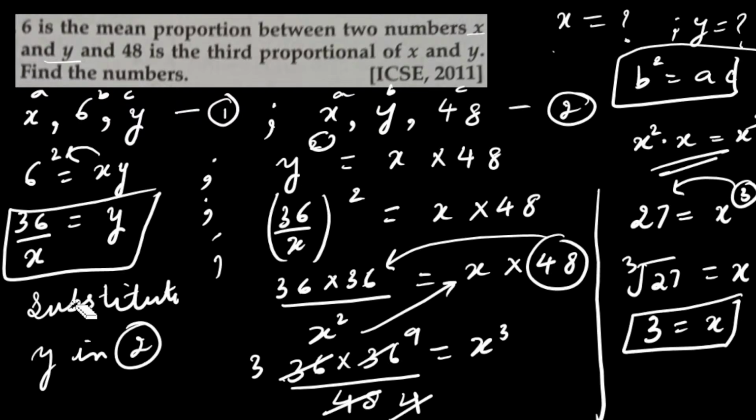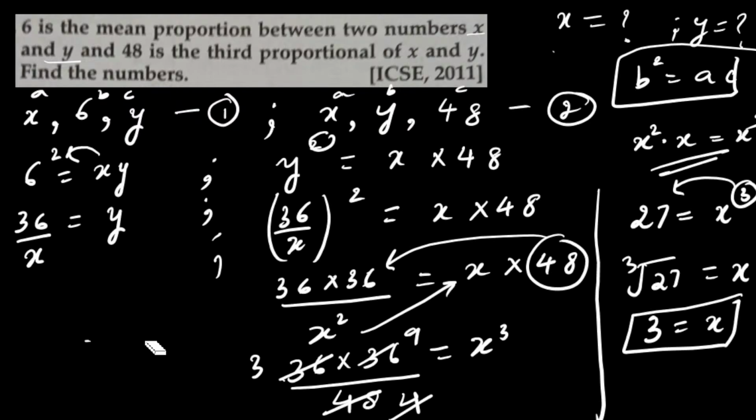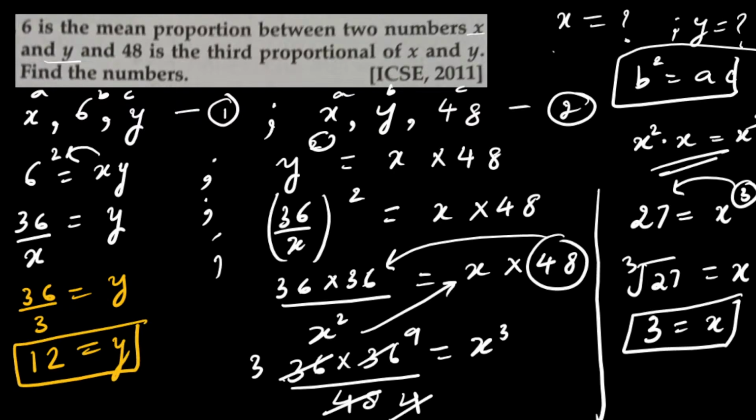If the value of x is 3, we can substitute here in the second equation and we can find the value of y also. So 36 by 3 is equals to y. If we do cancellation here, y's value we got is 12. Yes, so Jayashree has given the answer. X is equals to 3, y is equals to 12. Is it clear? Nikita has also given the answer.